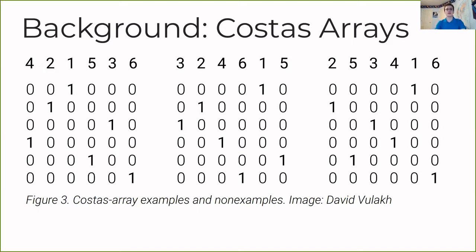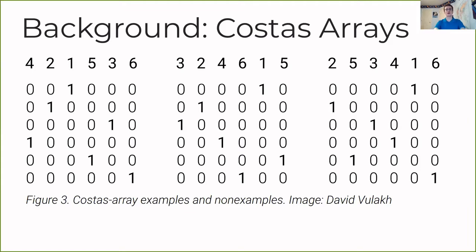Since each of these matrices has exactly 1 one in each row and column, it can be represented as a unique permutation of the integers from 1 through m, where the ith integer in the permutation is the position of the 1 in the ith column.